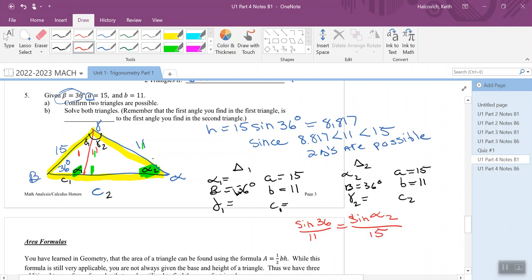So when I do that, I'm going to find that alpha 2 is 53.276. So that is this angle right here. Now to find alpha 1, I keep switching them, I'll get it right one time. Alpha 1 is 180 minus 53.276. So that would be 126.724. That is alpha 1.